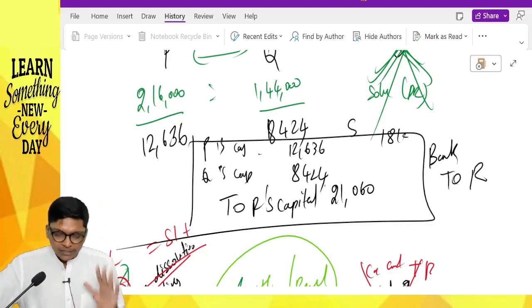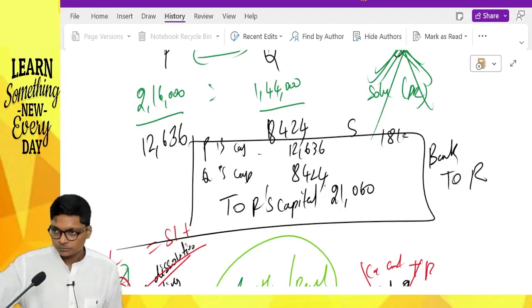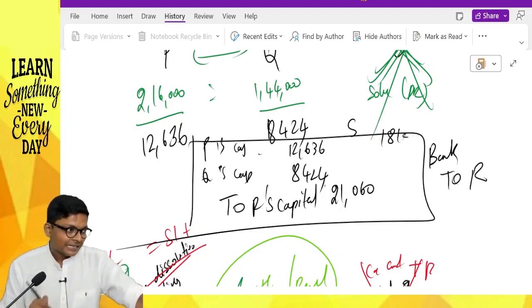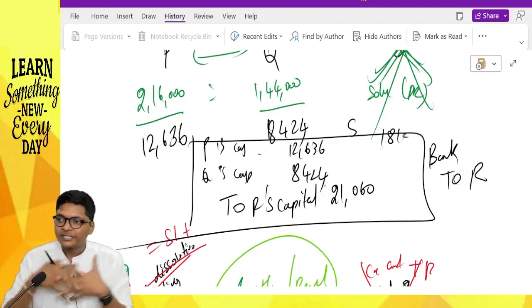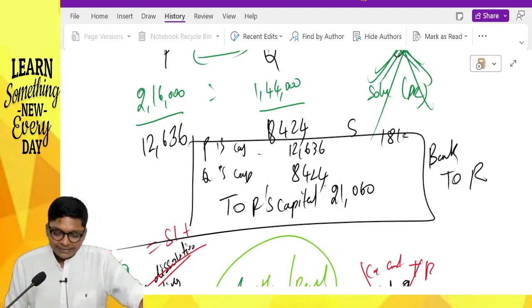A deficiency account comes only if all partners are insolvent. Do not open a deficiency account in any other sum. Okay. Done, guys. This entry is an inter-adjustment within partners. P's capital account 12,636, Q's capital 8,424, to R's capital.